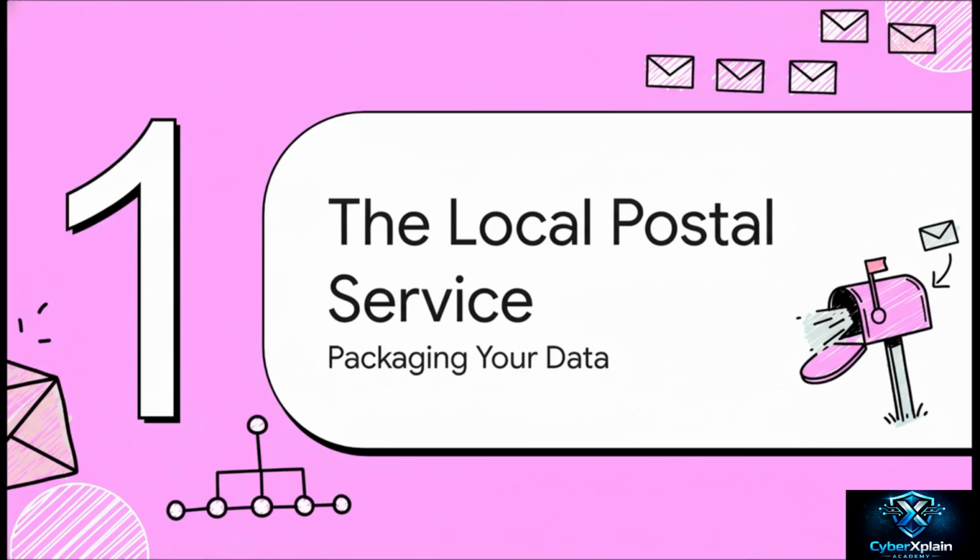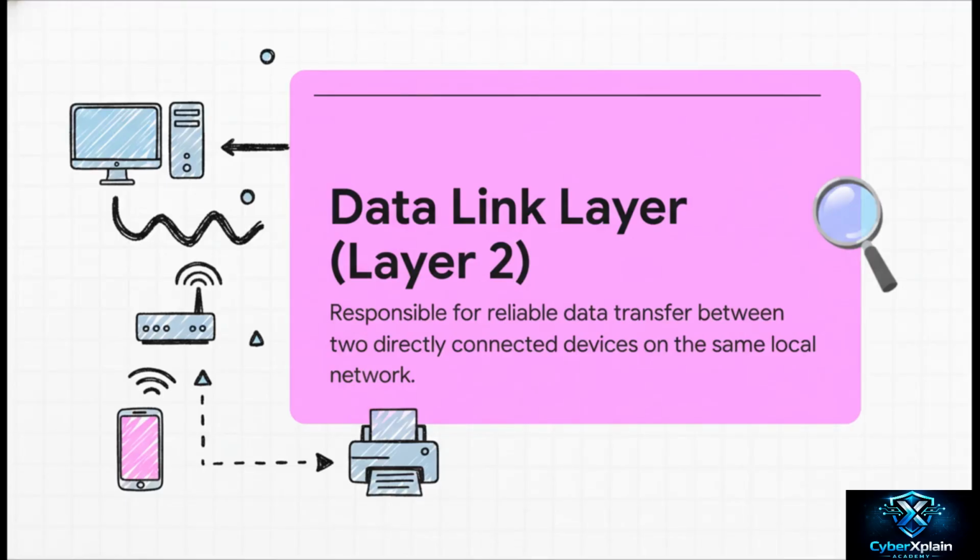What is the fundamental job of this so-called local postal service? What's it really doing behind the scenes? Now, the key phrase here is directly connected. You've got to remember, Layer 2 doesn't care about sending your data across the internet to another country. Nope, its world is small, it's focused. It's all about getting a chunk of data from your computer to your router or from your phone to your Wi-Fi printer reliably and without any errors.